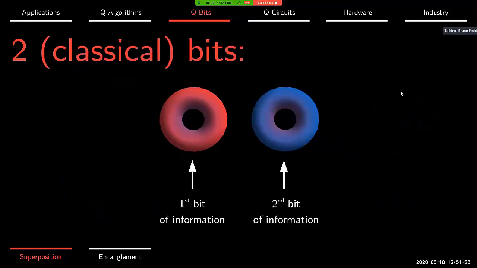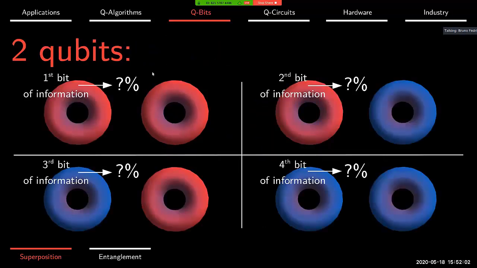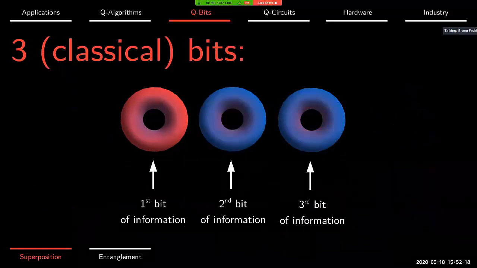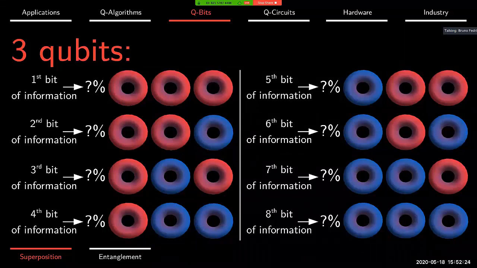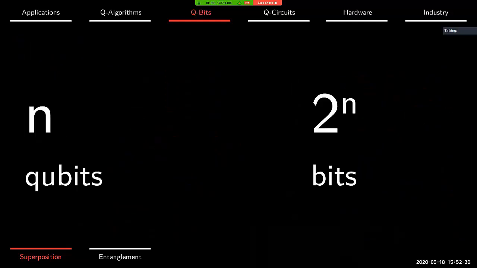In the classical domain, one bit is 1 bit of information. So with 2 donuts, you have 2 bits of information. Now in the quantum domain, you can see the coefficients inside the superposition somehow as bits of information. So with 2 qubits, you have the equivalent of 4 bits of classical information. With 3 qubits, you have the equivalent of 8 bits, 2 to the power 3. So now with n qubits, you have 2 to the power n bits of classical information.